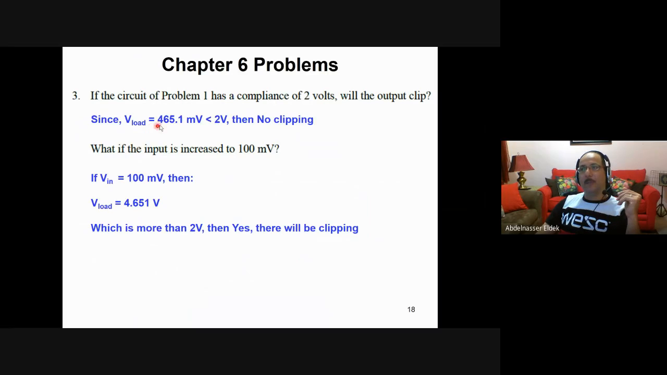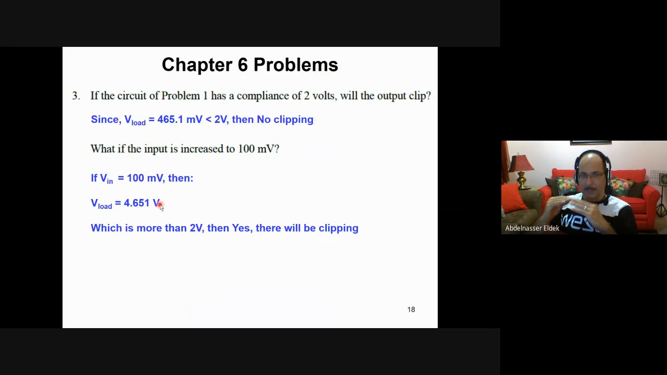Okay, so instead of 0.465 or 465 milli, it will be 4,651. So it will be this number here, which is 4.651 volt. Okay, so you replace milli by volt. So now, according to this, this is supposed to be the output. The output is 4.65, which is more than 2.